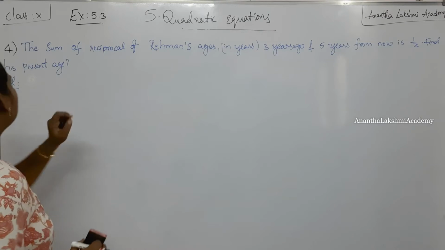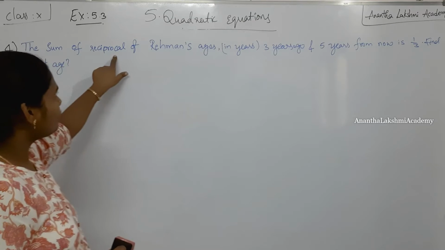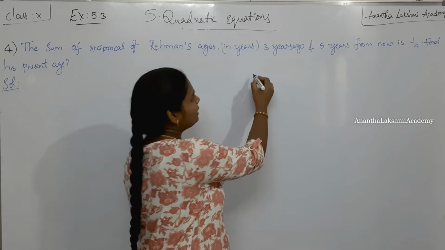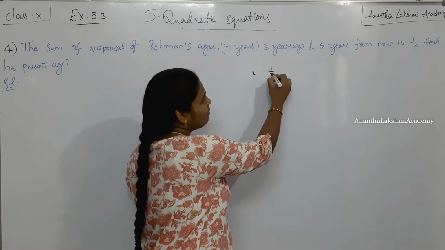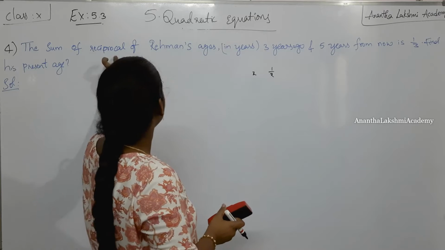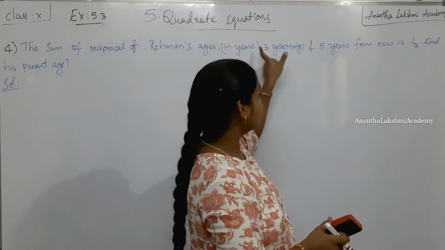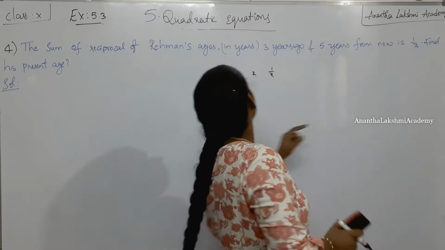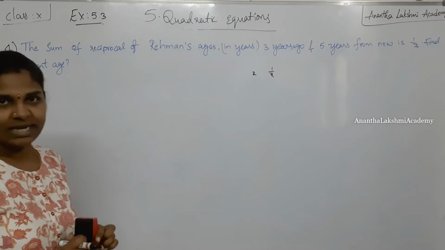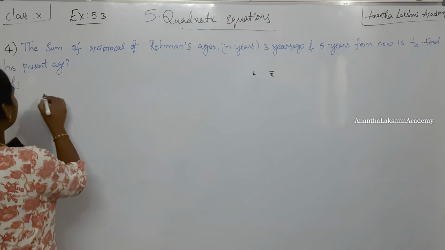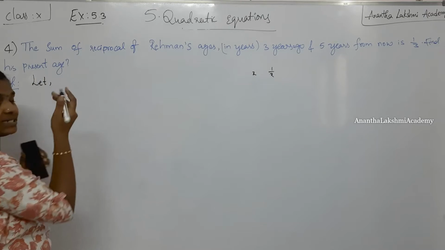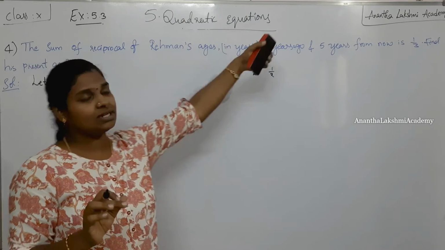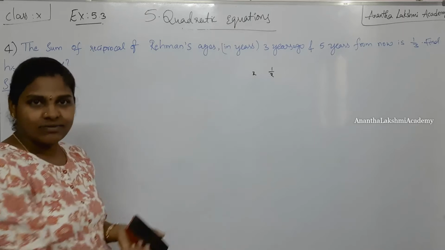So let me read out the problem for you. The sum of reciprocals of Rahman's ages. What is a reciprocal? If you have a number x, the reciprocal will be 1 by x. The sum of the reciprocals of Rahman's ages in years, 3 years ago and 5 years from now, is 1 by 3. Find his present age is what is being asked. First, we need to assume his present age to be some value so that we could solve for his ages 3 years ago and 5 years from now.